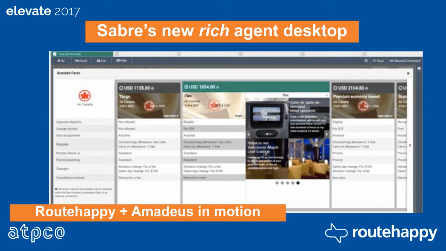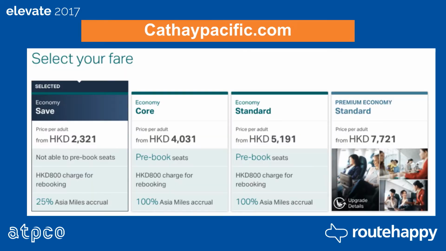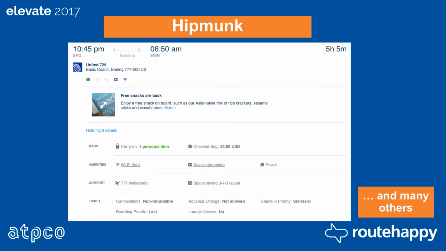And there are examples of this today. GDSs are using it. Airlines as well are using it to drive upsell again to the right media in the higher offer. Metas, not just in the US, but around the world, are using this to make decisions in real time about what's available on a specific flight.